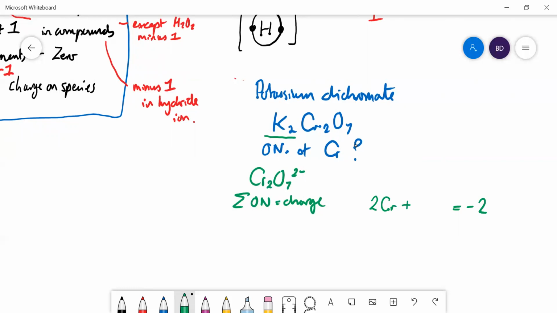And we have got, right, each oxygen, we've got 7 of them. Each one's -2, so that is going to be -14. So 2 Cr is equal to +12. So chromium has got an oxidation number of +6. That's a pretty high oxidation number, and that makes chromium a pretty good oxidizing agent. And that's why it can oxidize alcohols. Okay, let's have a look at another one.